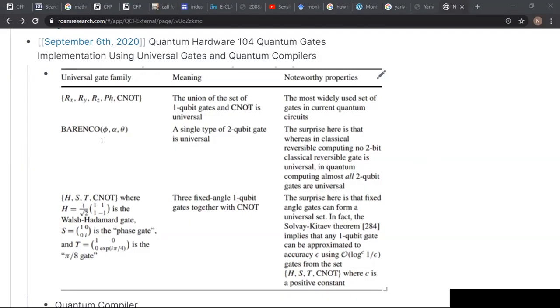The second one is the Baranko gate. It's a two qubit gate which is universal. So all the gates, whichever you implement, will get made up with the gates in that particular set. So this is the basic funda. And in the classical world we have NAND technology, NOT technology.